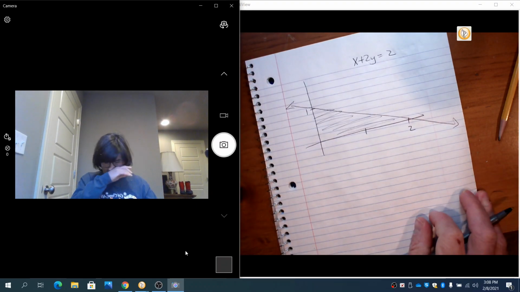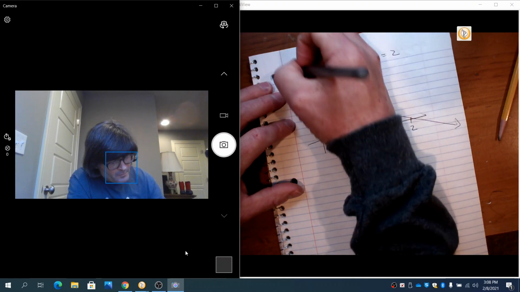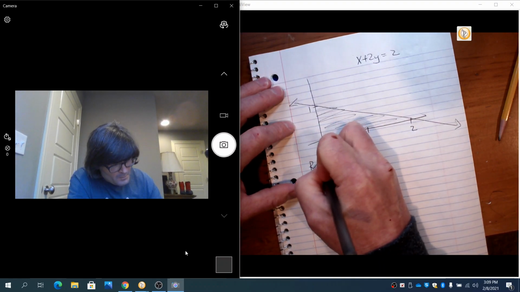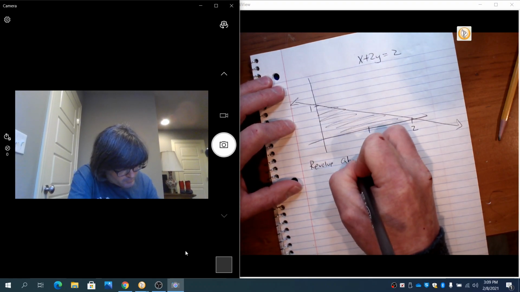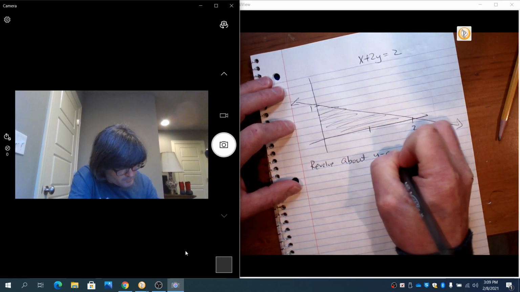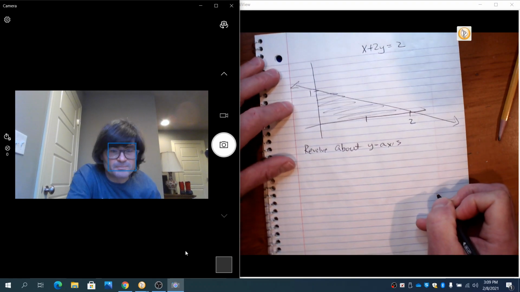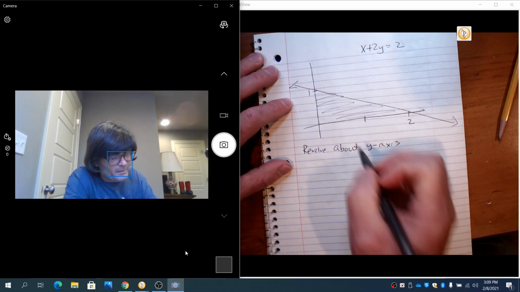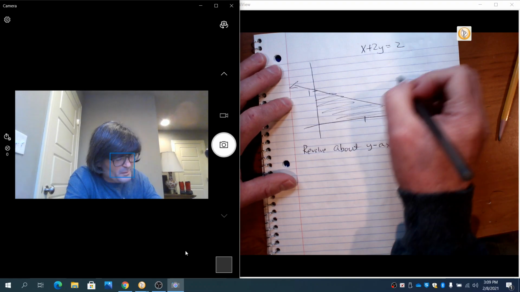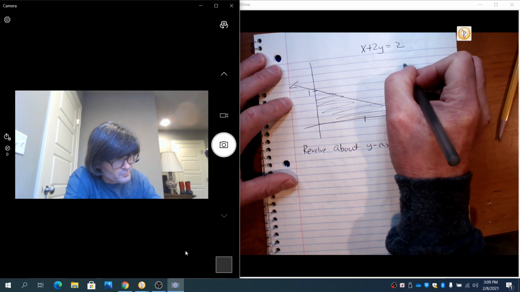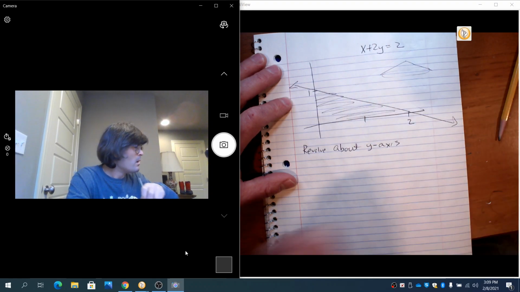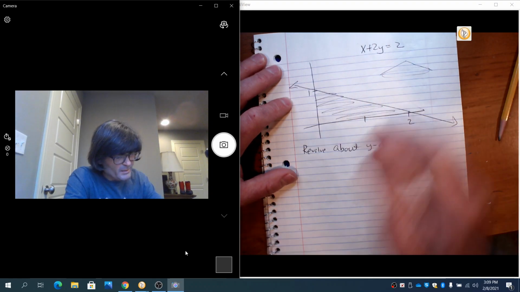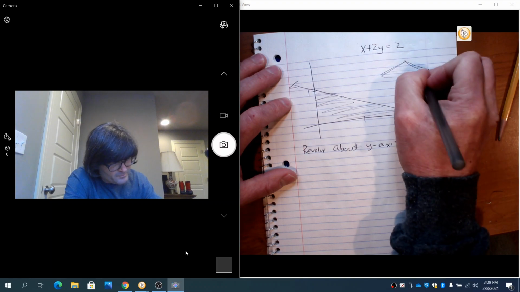That's my region. This time I'm going to revolve about the y-axis. That means that my outer surface is, and not that I've told you not to think about it, but it's going to be a cone shape like that.